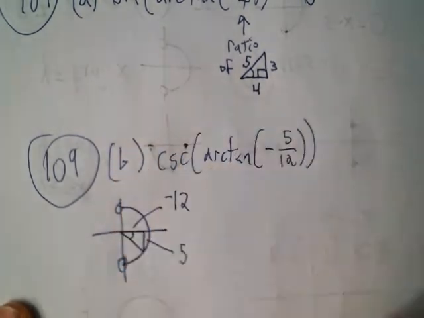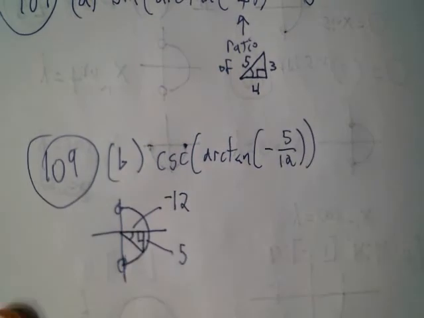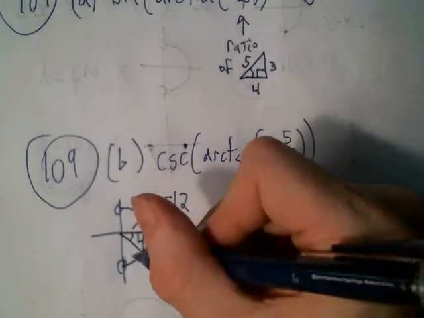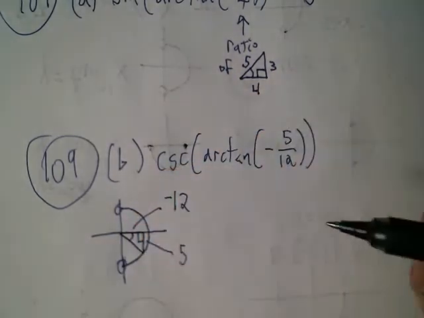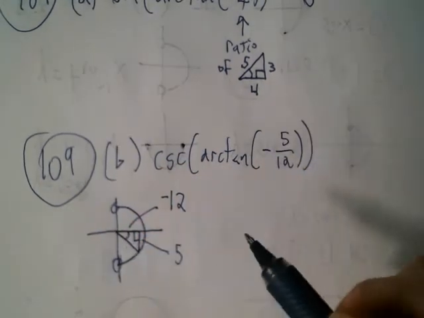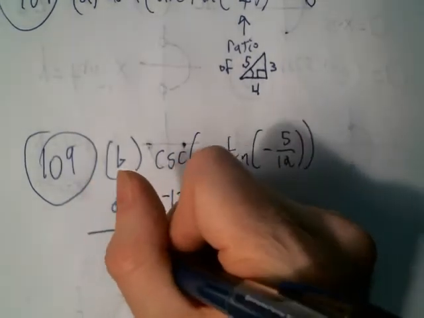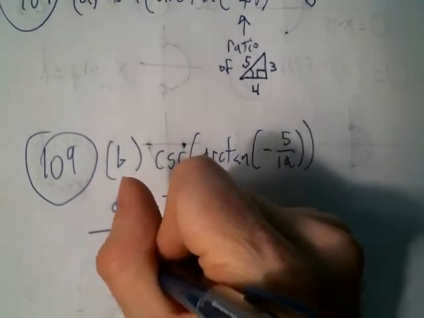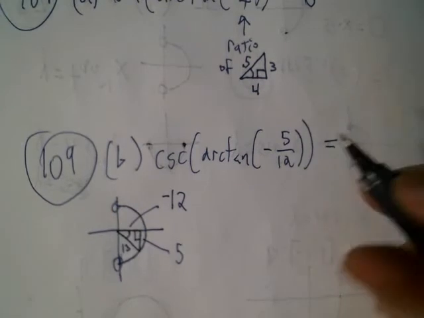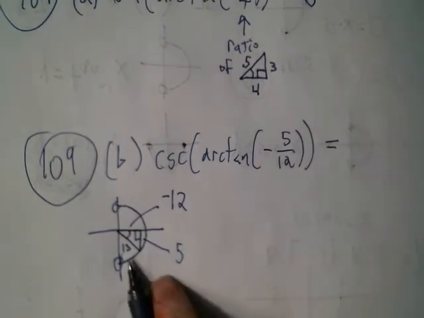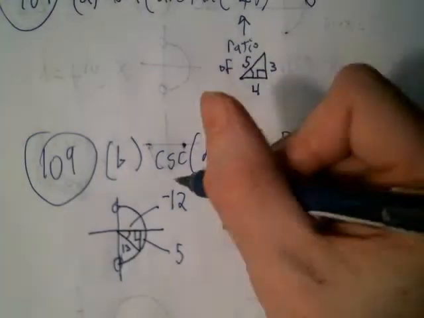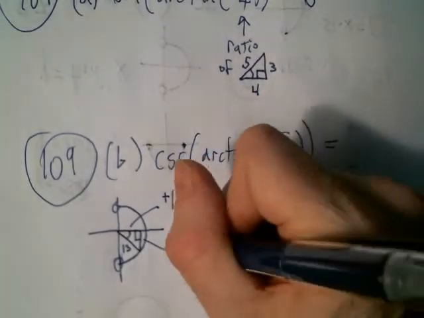Then for your cosecant, cosecant is 1 all over sine. You're thinking hypotenuse all over opposite. So I need this side here, which will be positive 13. And then the cosecant again, this should be positive 12. This should be negative, sorry.